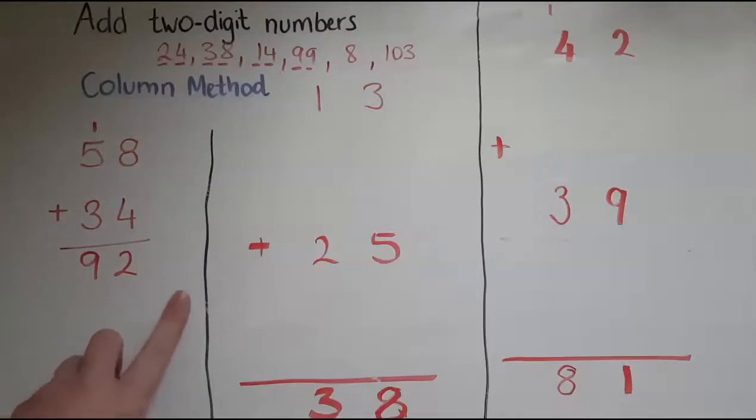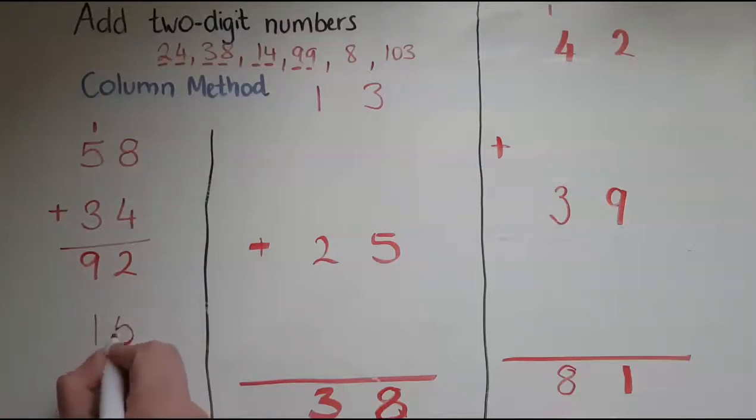Let's just do a final example. So we've got 15 and we're going to add to it 27.